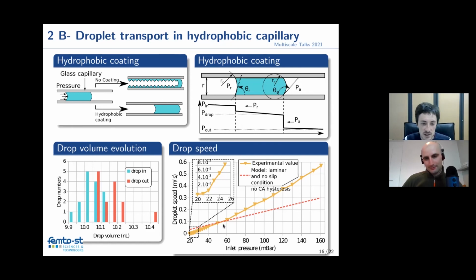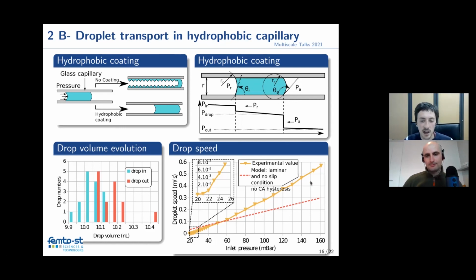I don't know if it's something similar or not, and we didn't focus too much on it in the paper. But here you can see the dotted line is the speed we could expect with this no slip condition. Of course there is advancing and receding contact angle, but that makes some hysteresis. But I was thinking that I would have something below, because it's really her upper limit, and I was really surprised to get an experimental speed that is above this limit.